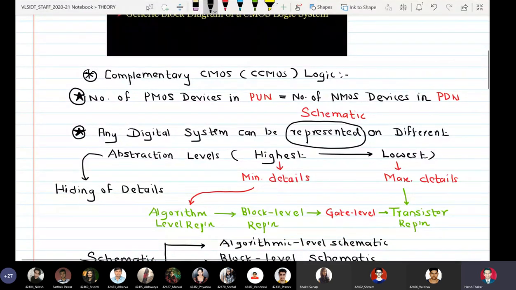So before we actually go into problem solving, we will just highlight the important things which we just discussed.